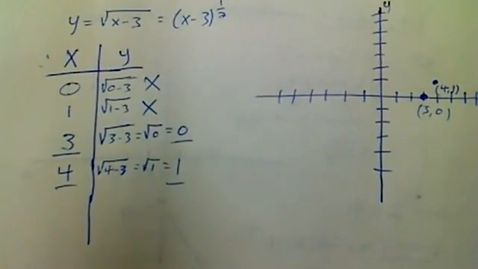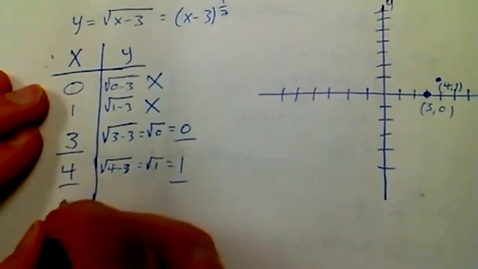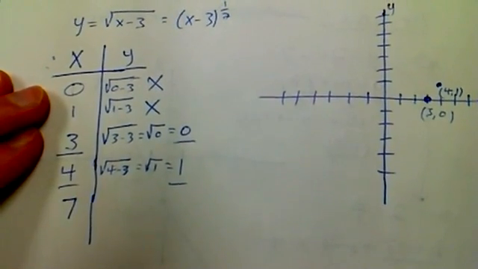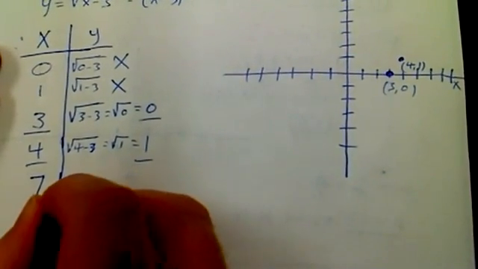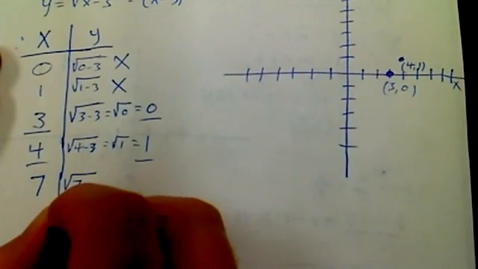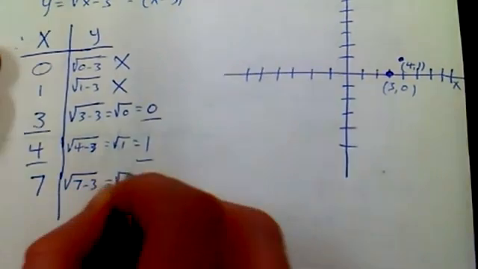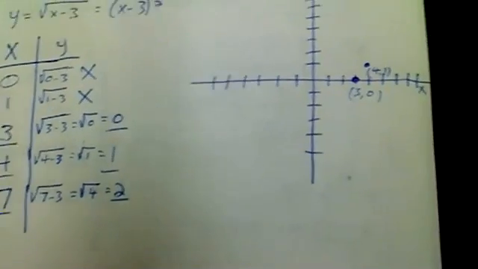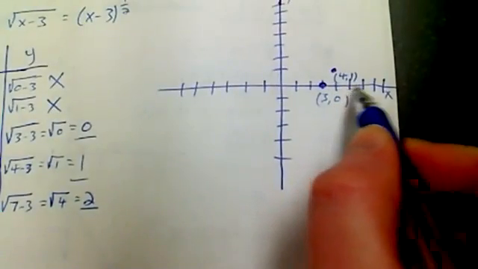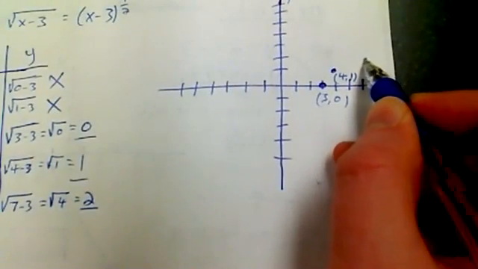Now I'm going to pick a convenient value of 7. Try to think why I picked 7. The reason is if I put this in, 7 minus 3, I get square root of 4. Oh, that's something I know. That's a square root I know. I know the point 7, 2 is on here. So 7, 2 is right here.